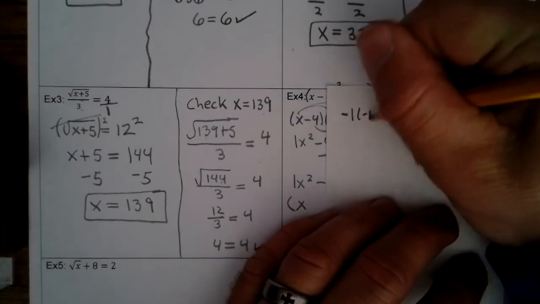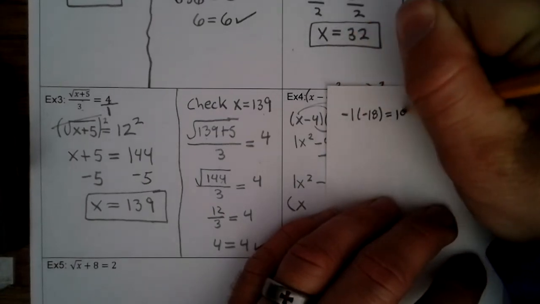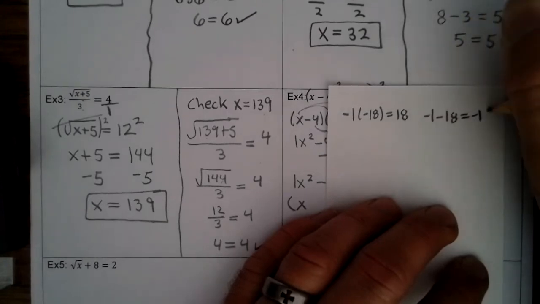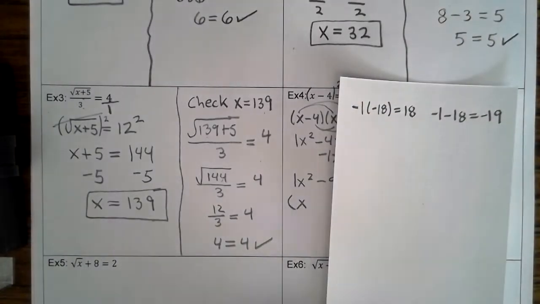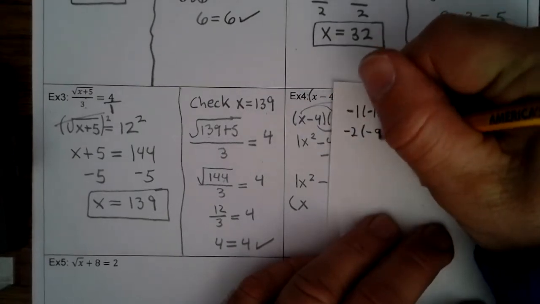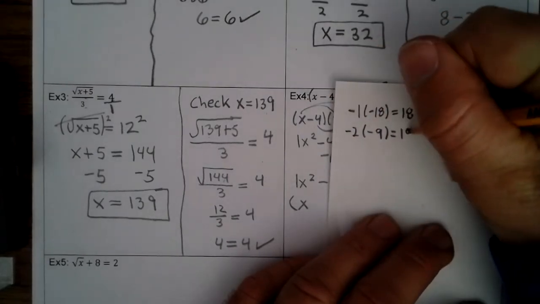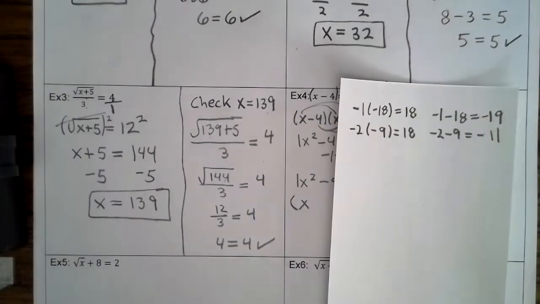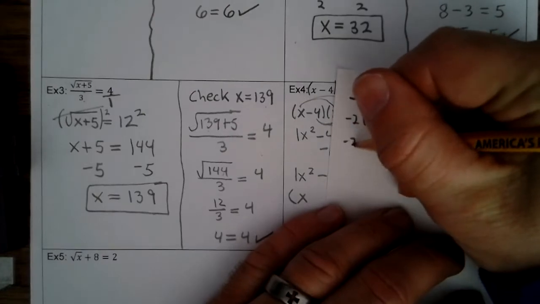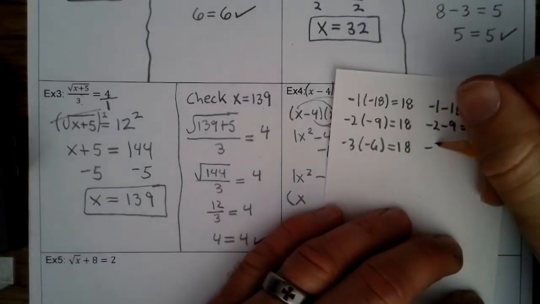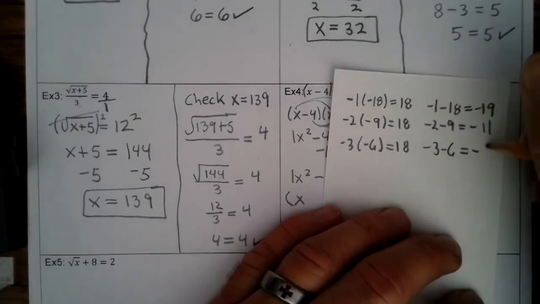Negative 1 times negative 18 is a positive 18. Negative 1 minus 18 is a negative 19. That doesn't work. Negative 2 times negative 9 is positive 18. Negative 2 minus 9 is negative 11. That doesn't work. Negative 3 times negative 6 is positive 18. Negative 3 minus 6 is negative 9.